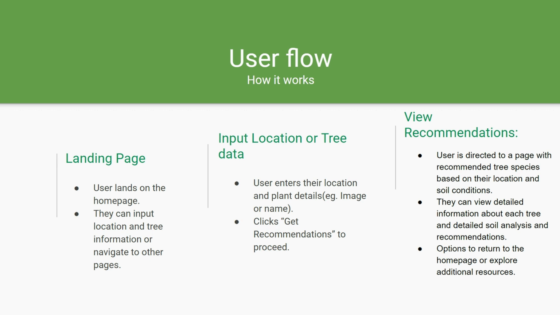On step 3, the user is directed to a page with recommended tree species based on their location and soil condition, or based on their plant details. They can view detailed information about each tree and detailed soil analysis and recommendations. And they also have the option to return to the home page or explore additional resources.